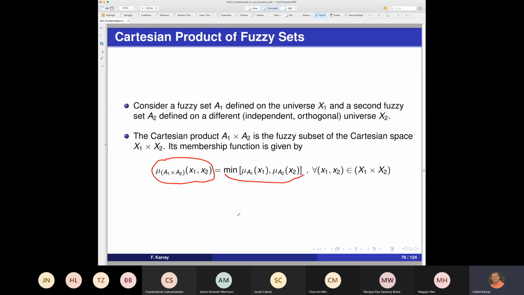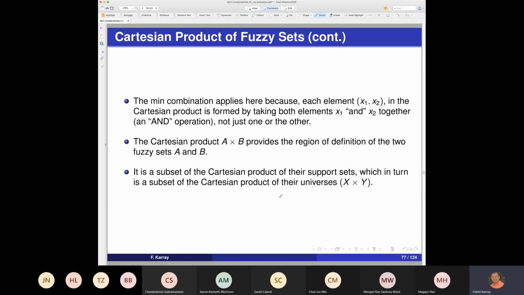This is very similar, as your friend mentioned last time, to the implication operator between an antecedent and a consequent. However, here the antecedents and the consequents are occurring over two fuzzy set systems, and the consequent is going to be done in a Cartesian product of A1 cross A2. So this is the minimum type of operation. And as you have possibly suspected, we can utilize here every type of T-norm operation that connects fuzzy set 1 and fuzzy set 2. The minimum combination applies here because each element (x1, x2) in the Cartesian product is formed by taking both elements. What we mean by that is we would like to have the outcome of a system as an element that has x1 and x2 together. So it's like an AND operation.